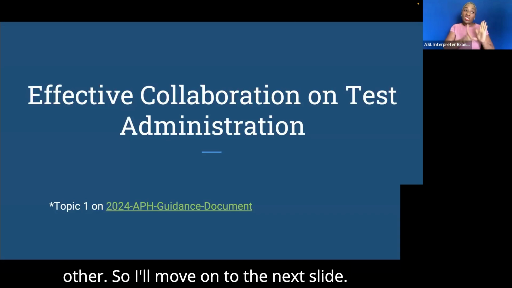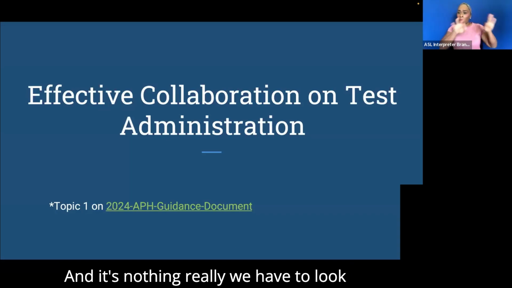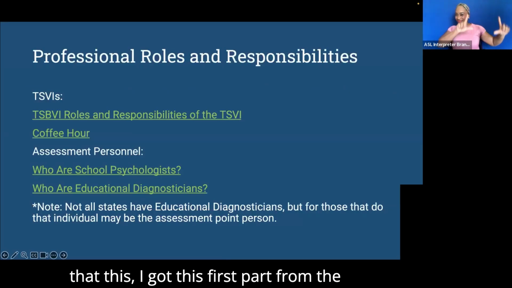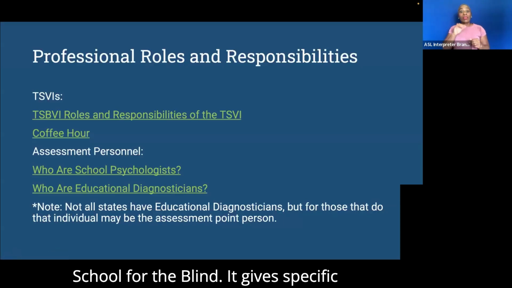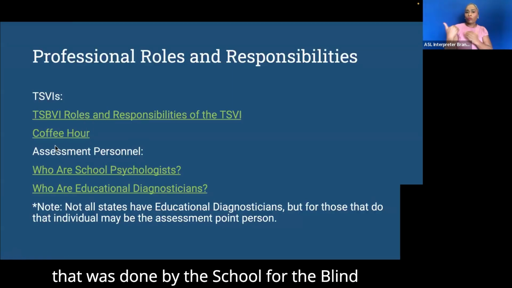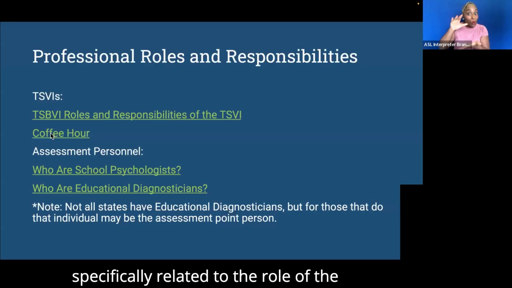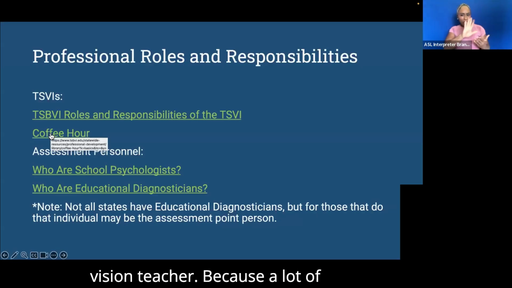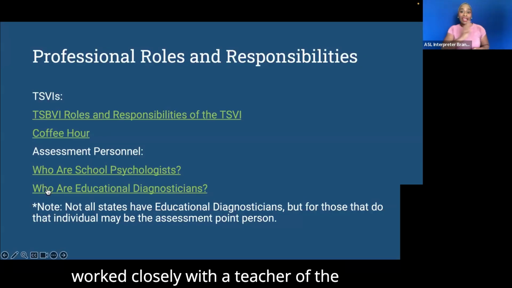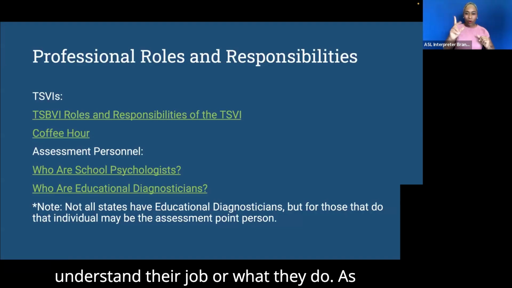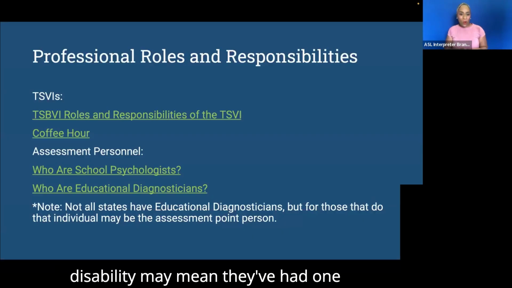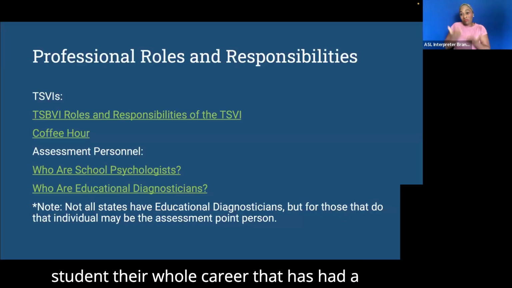So I'll move on to the next slide, and it's nothing we really have to look at today. It's more for your perusal later, but I just want to point out that I got this first part from the School for the Blind. It gives specific roles and responsibilities for the teacher of students with visual impairments. And there's a coffee hour that was done by the School for the Blind specifically related to the role of the vision teacher. Because a lot of times our gen ed teachers, our assessment personnel haven't really worked closely with the teachers of the visually impaired. They don't even really understand their job or what they do. Or, as I mentioned, the low prevalence of this disability may mean they've had one student their whole career that has had a vision impairment.